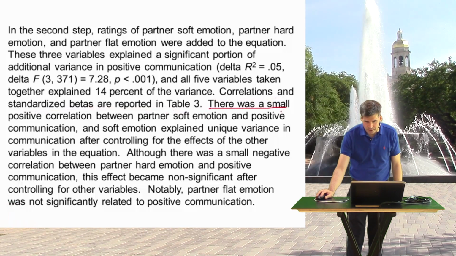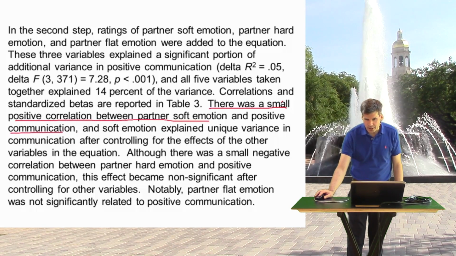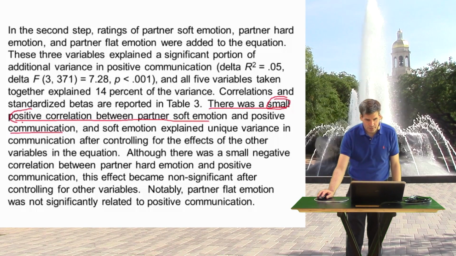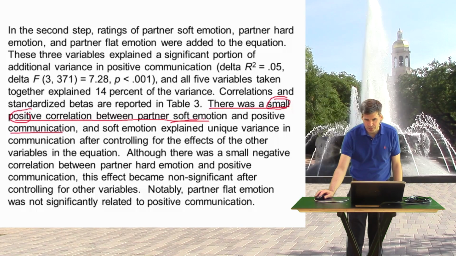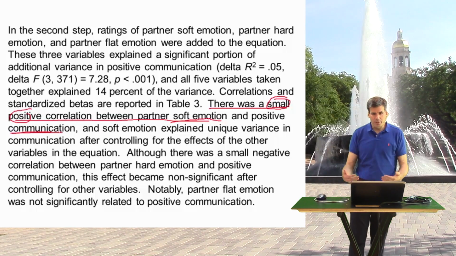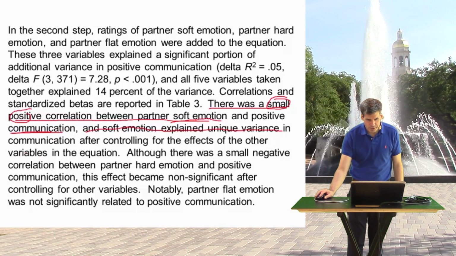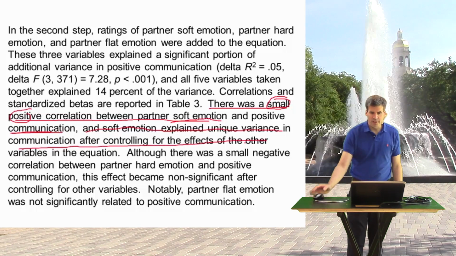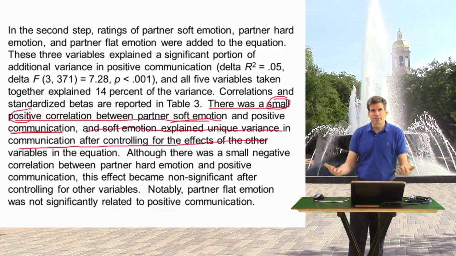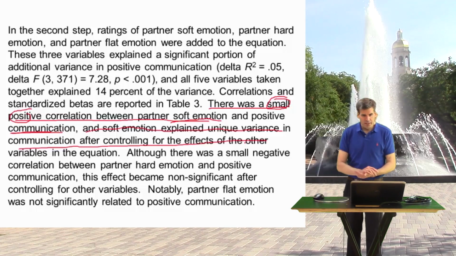There was a small positive correlation between partner soft emotion and positive communication. And again, we give the direction and the size. It was a small correlation. It was a positive correlation. And I named the 2 variables, partner soft emotion and positive communication. So that summarizes the correlation. And then I say, and soft emotion explained unique variance in communication after controlling for the effects of the other variables in the equation. So that's that same template to use when you have both a significant correlation and a significant beta.